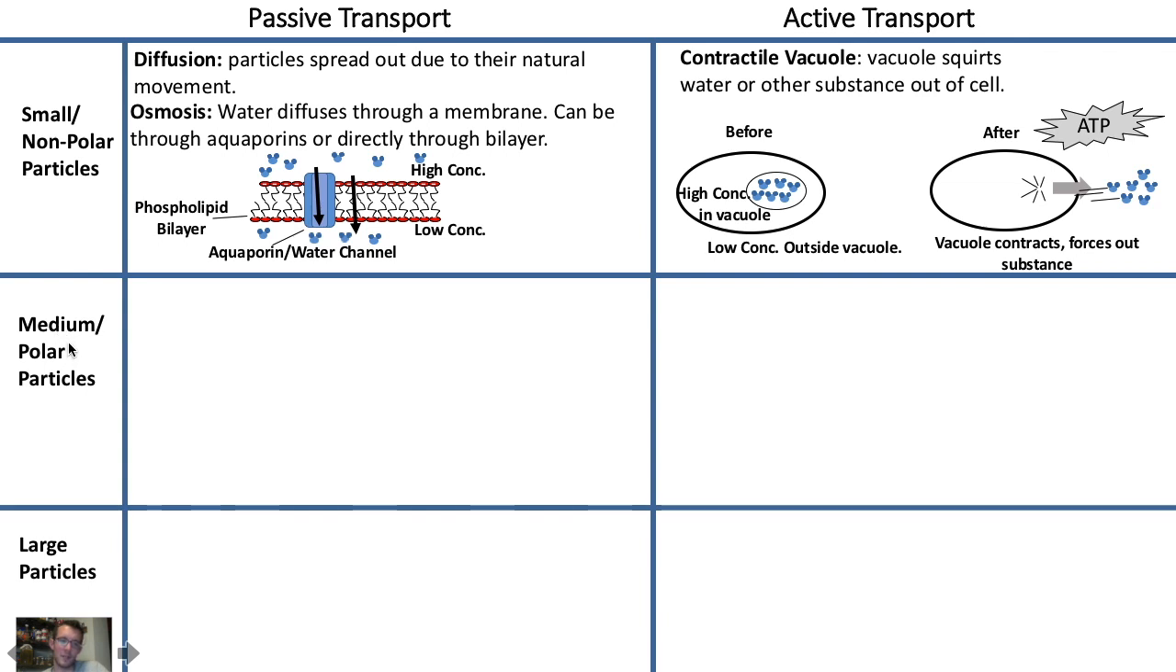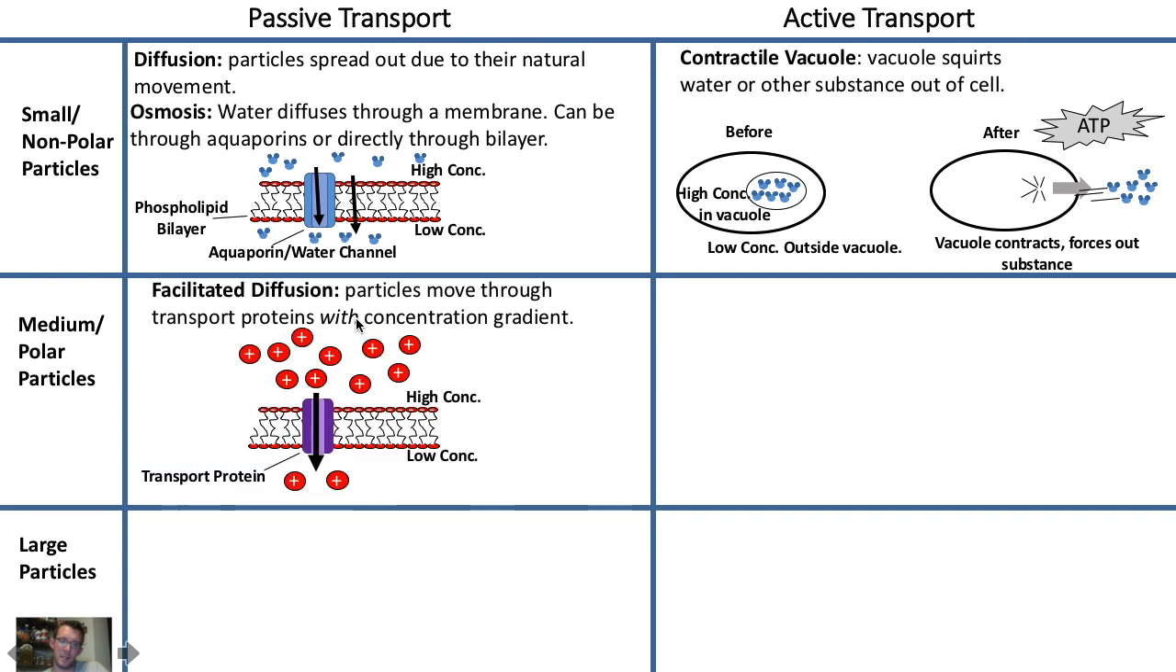Now, if our cell wants to transport slightly larger particles or particles that have charges, our cells can use a process called facilitated diffusion. Which we can see an example of that here. We've got this high concentration of charged particles outside of our membrane and a low concentration of particles inside the membrane. These particles won't be able to make it through the bilayer, so through facilitated diffusion, they'll pass through a transport protein.